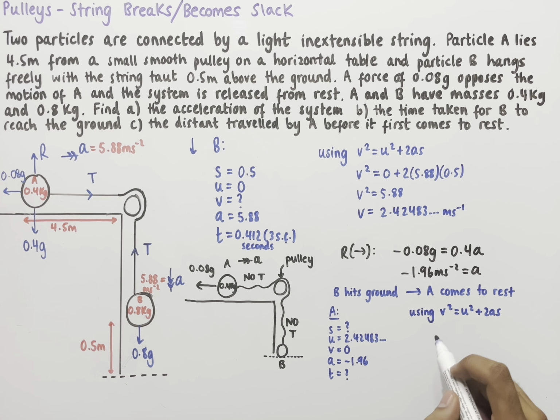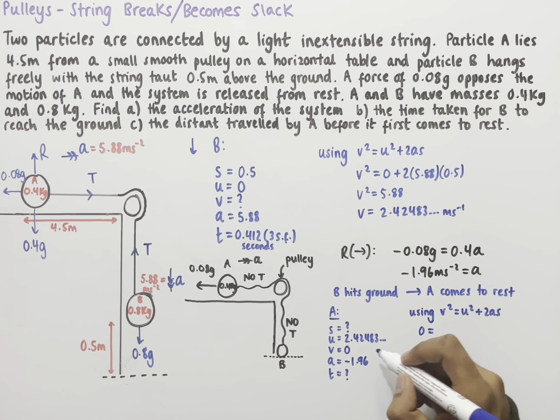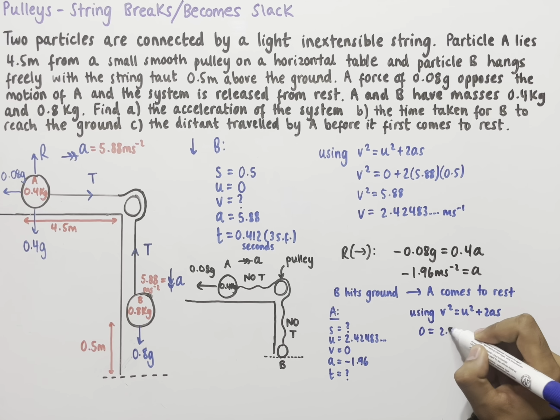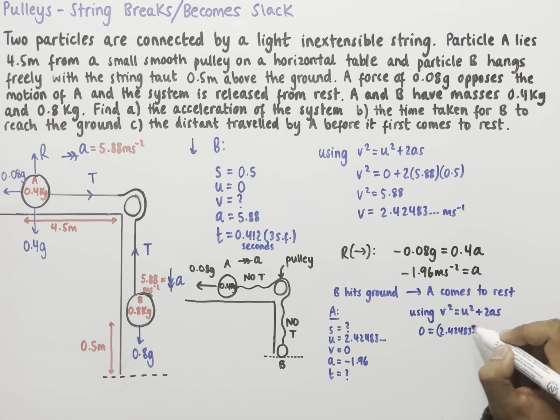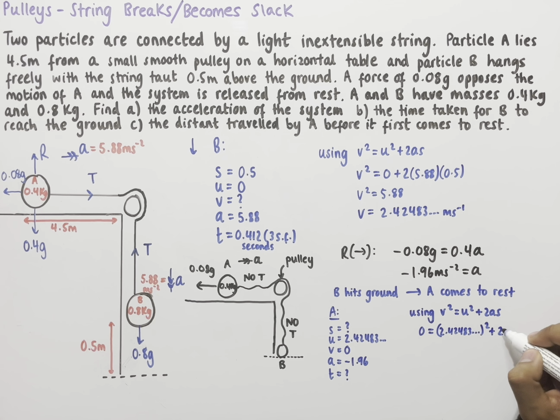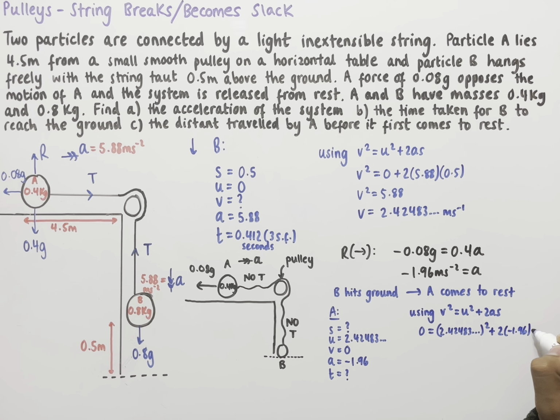So the final velocity is equal to 0, and 0 squared is equal to 0. The initial velocity is equal to 2.42483, and so on, all squared. And then we have plus 2 times the acceleration, which is minus 1.96, and then times the displacement, which is what we're trying to work out.